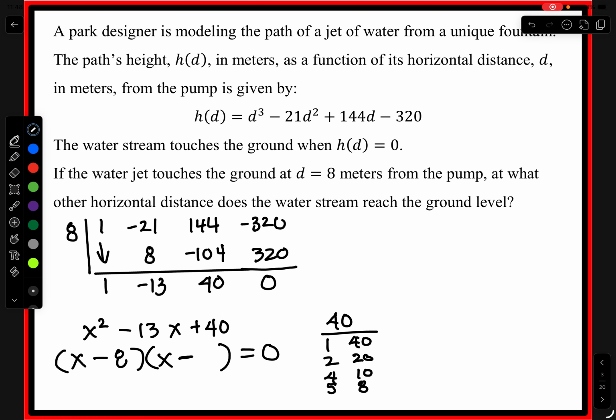So if I do a negative 5 and negative 8, those two multiply to give us 40, and they add up to that negative 13 that we want. So that means that x would equal positive 8 and x would equal positive 5. So the other two solutions are 8 and 5.